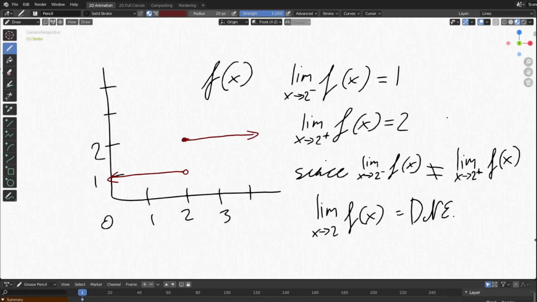I think that's all for limits, actually. Wow, this is surprisingly quick when you already know it.